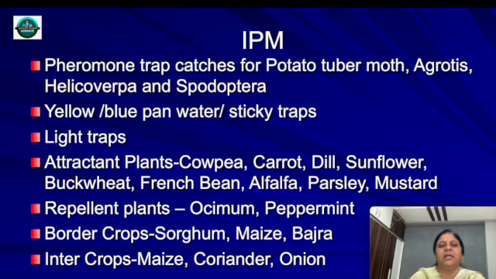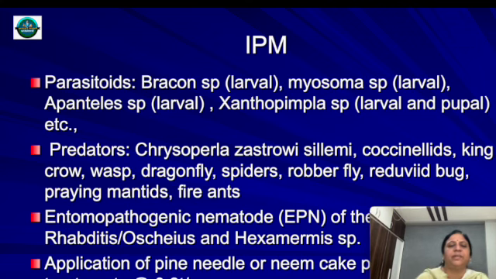and yellow, blue sticky traps wherever applicable, light traps using it. Attractant plants like cowpea, carrot, dill, sunflower, buckwheat, French bean, alfalfa, mustard. Repellent plants like ocimum, peppermint, border crops, sorghum, maize, bajra to control entry of sucking pests. Intercrops, maize, coriander, onion. When these crops are used as intercrops, the pest movement is restricted.